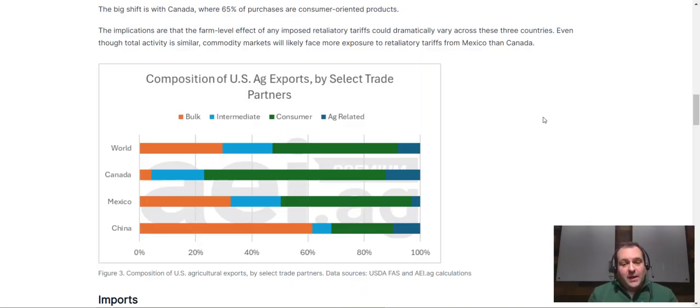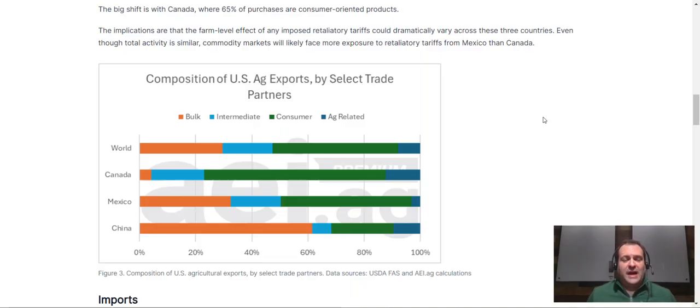With China at the other end of that spectrum, more than 60% of the value of trade with China is bulk export. Very few consumer or intermediate or ag related goods. So I think one of the things that this tells us is in a trade dispute with China, the farm level prices might have more risk, more exposure with China than say Canada.